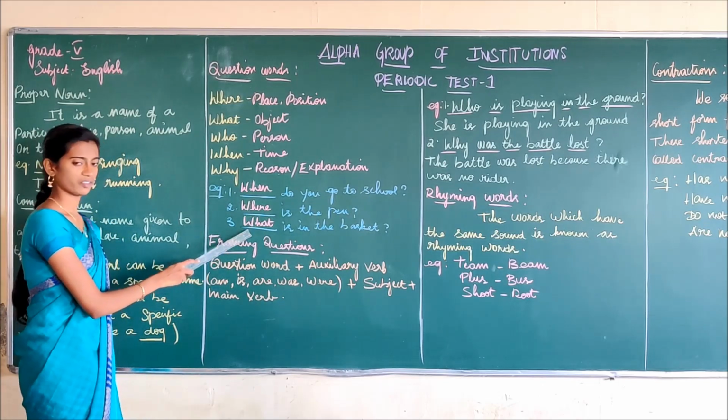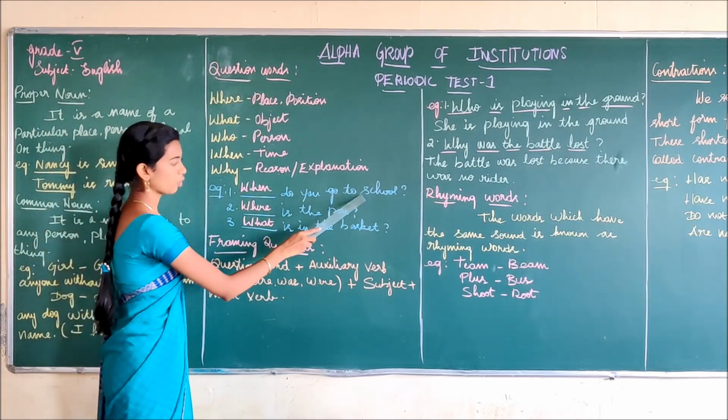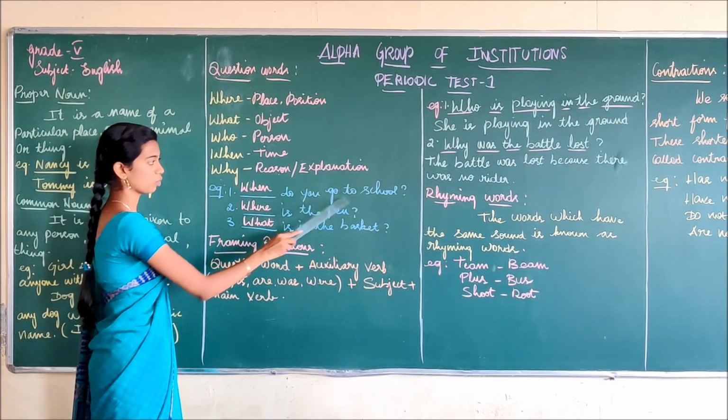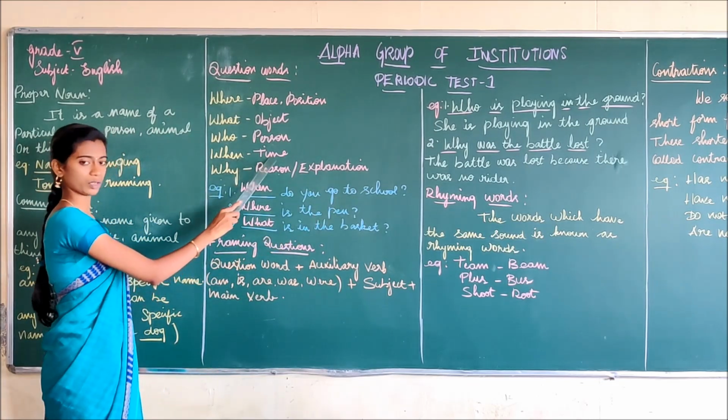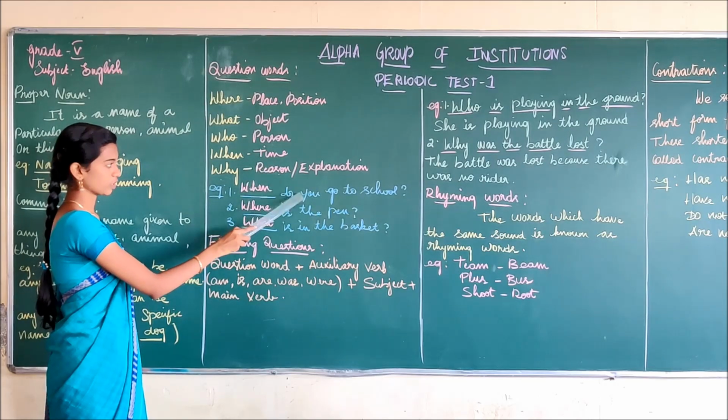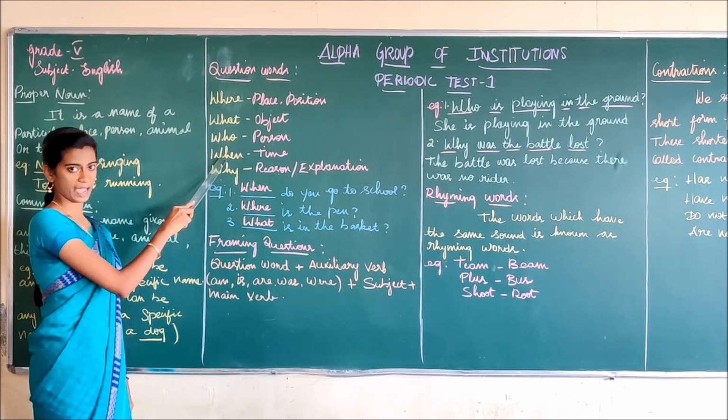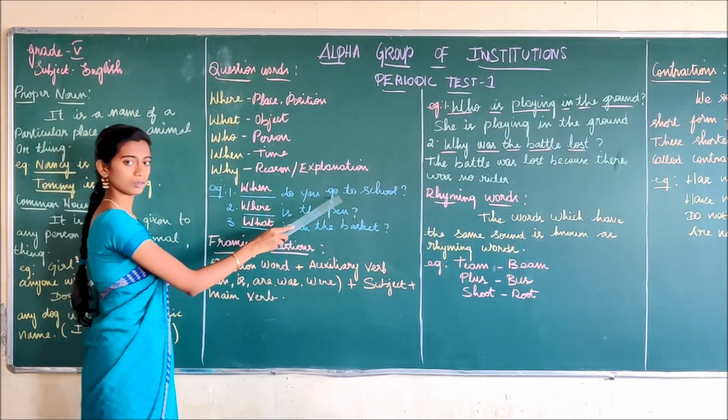So, I have given you an example. Dash do you go to school? So, when do you go to school? It refers to the time. When the question refers to the time, you have to use the question word as when. When do you go to school?